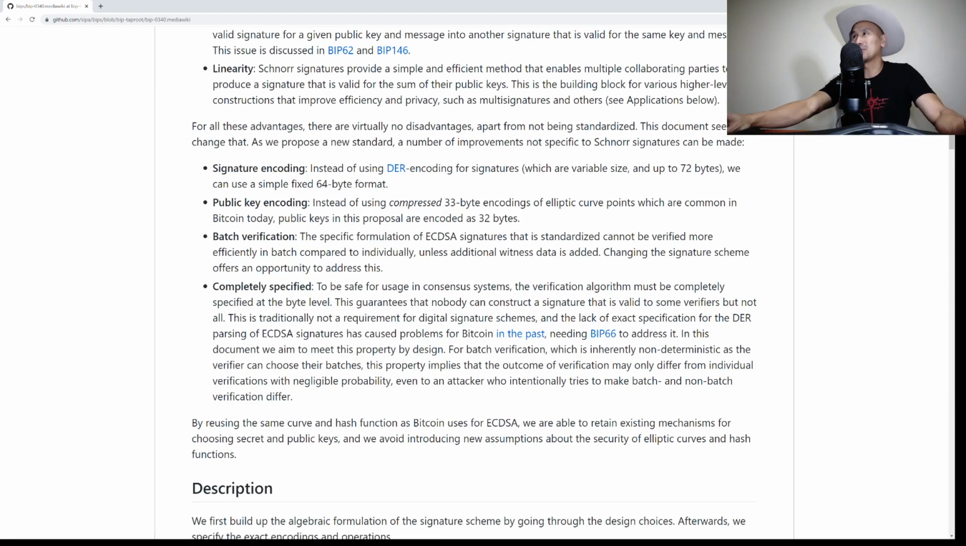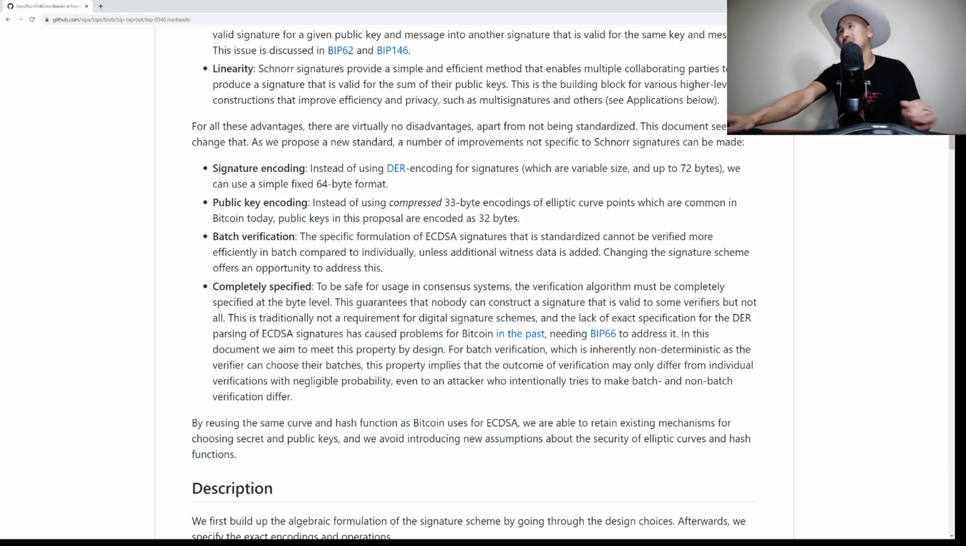Signature encoding. Instead of using DER encoding signatures, which are variable size up to 72 bytes, this is exactly what I told you before, we can use a simple fixed 64-byte format. So DER signatures have a lot of scaffolding that you kind of have to put in. You have to tell people what the next field's going to be, how long it is, and so on. This is the 6, 7, 8 byte tax that you have to pay every time. This reduces that by getting rid of the DER encoding and using something else.